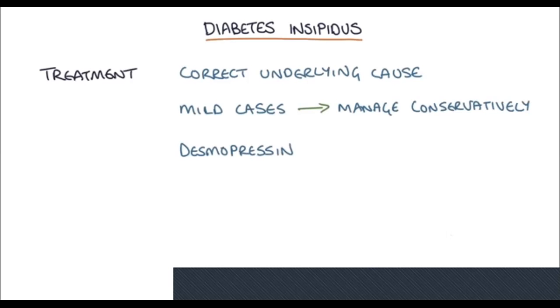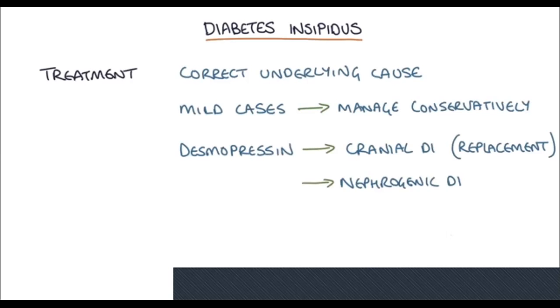Desmopressin, which is synthetic ADH, can be used as a treatment in cranial diabetes insipidus to replace the ADH that they're not already making. And in nephrogenic diabetes insipidus, it can also be used, but often very high doses are required and close monitoring is necessary in order to get an adequate response from the kidneys.